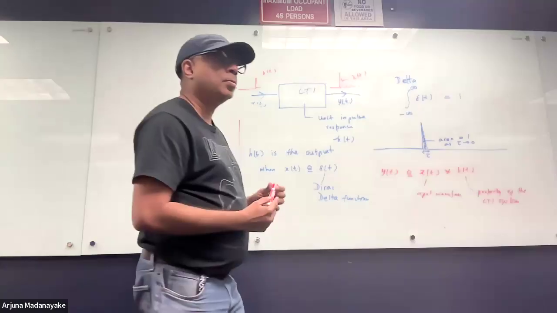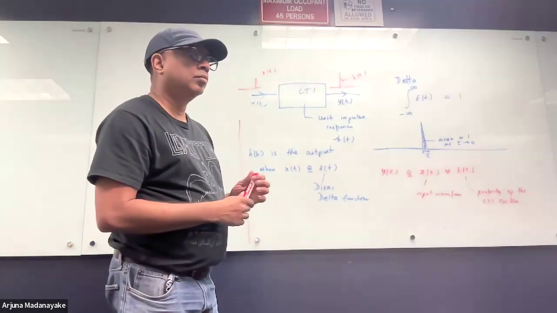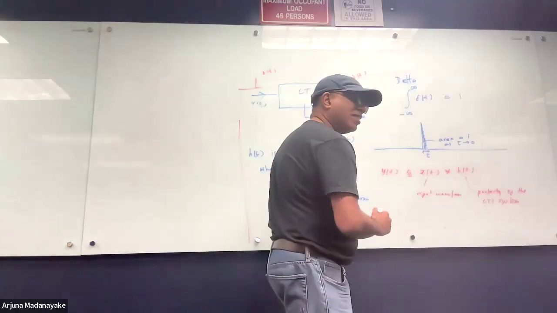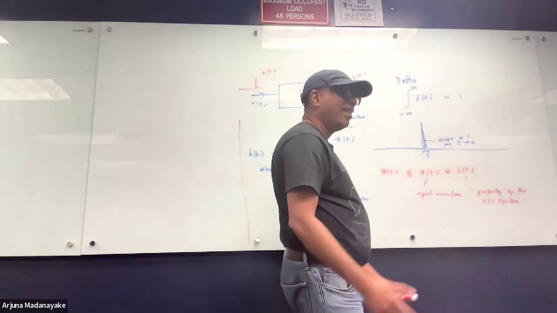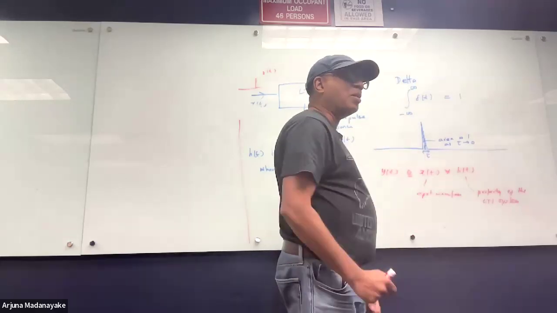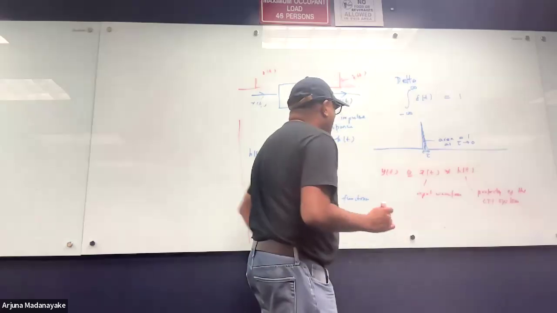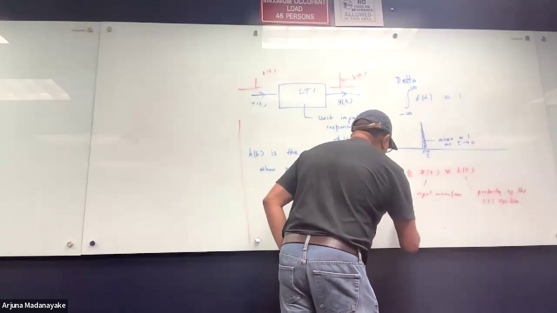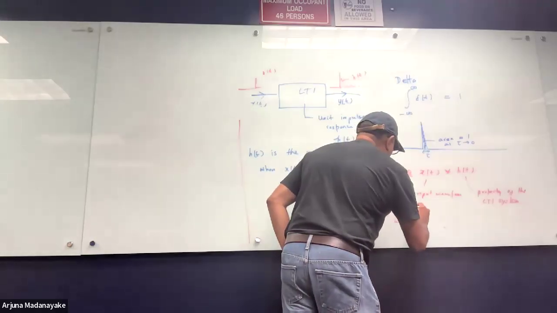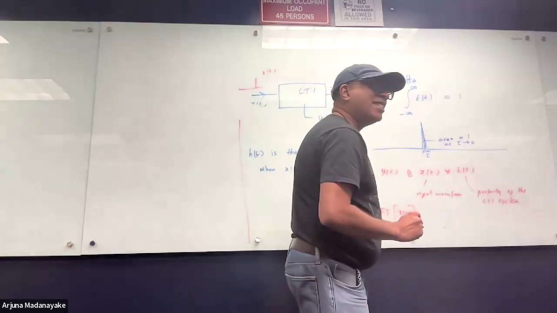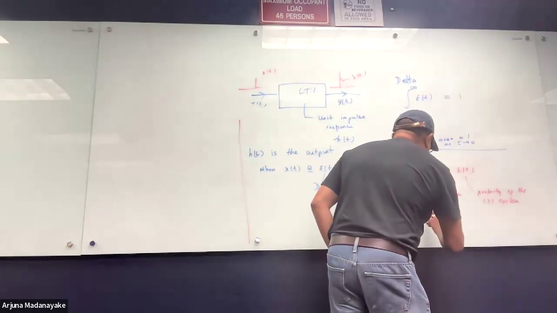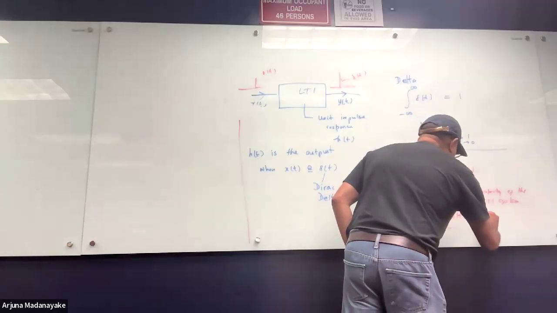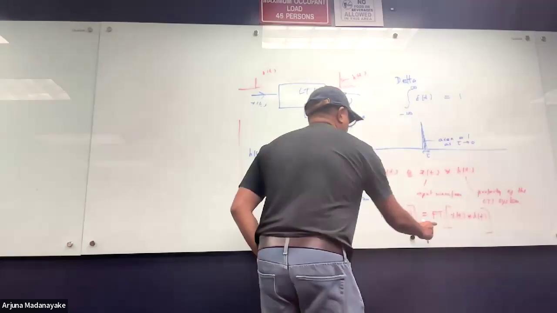So can we say y of frequency is x of f times h of f? Yeah, exactly. That's it. But very good. So from the convolution theorem, we can take the Fourier transform of this side, which is equal to the Fourier transform of x of t times h of t.